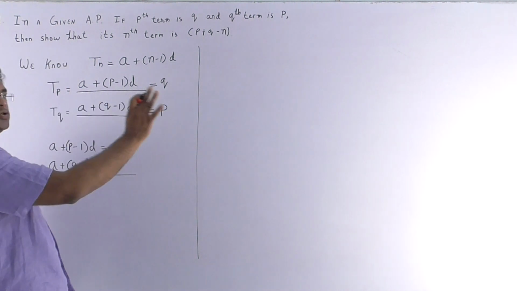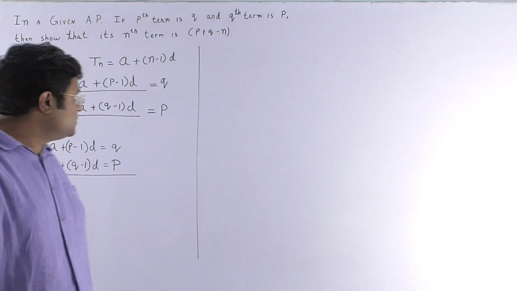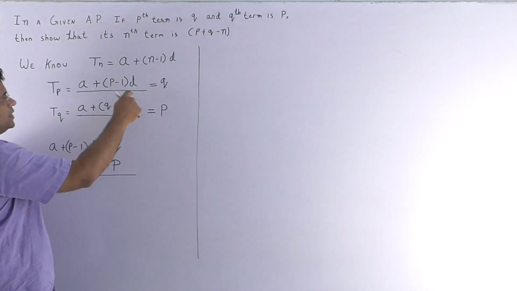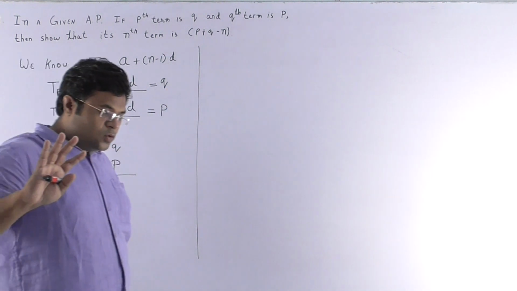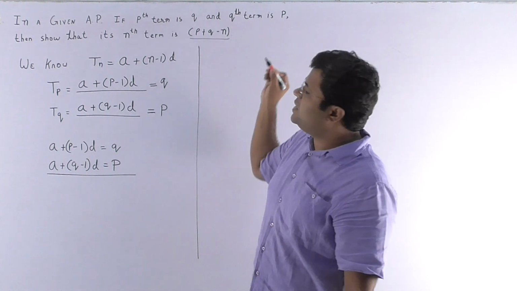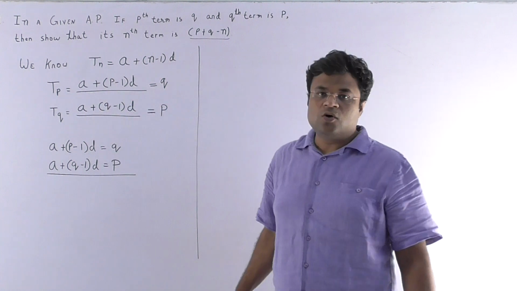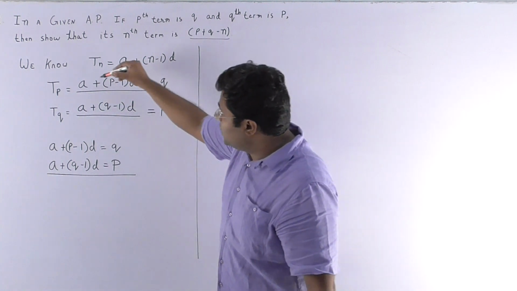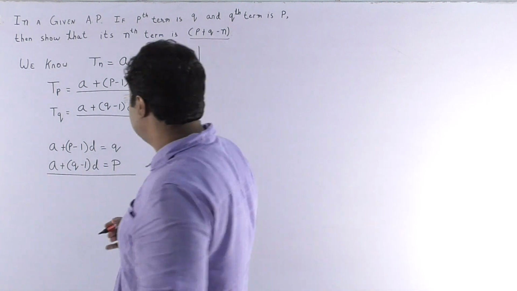So just mention these two, and now we have 4 variables: A, D, P, Q. So we don't have to worry because the final answer is also in terms of P and Q. That means we don't need to eliminate P and Q. We only need to eliminate either A or D. Let's try to do that.